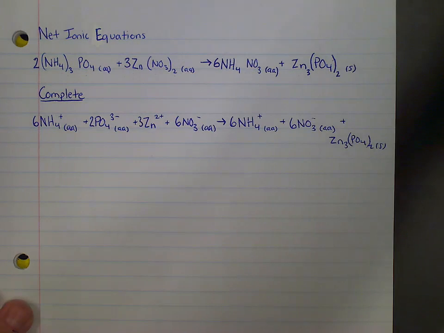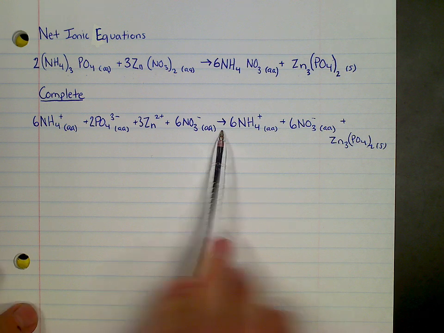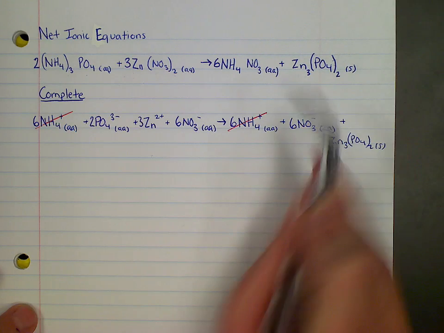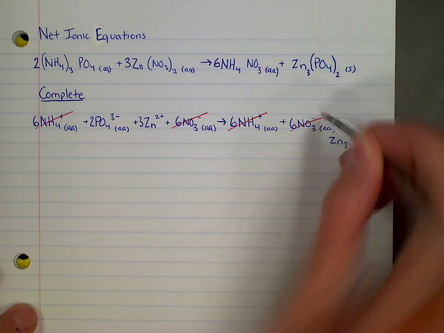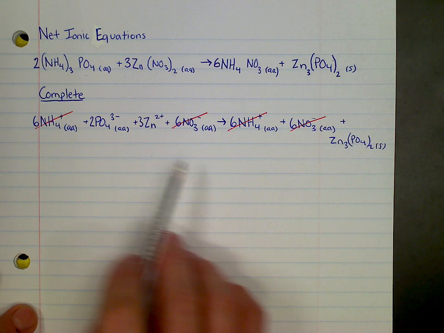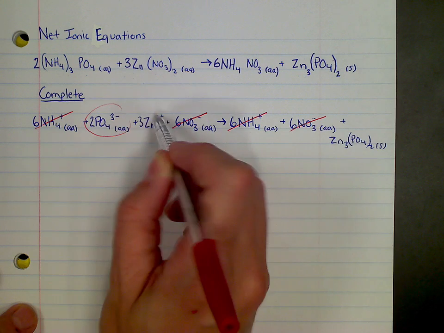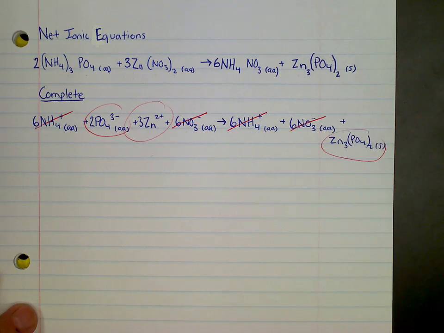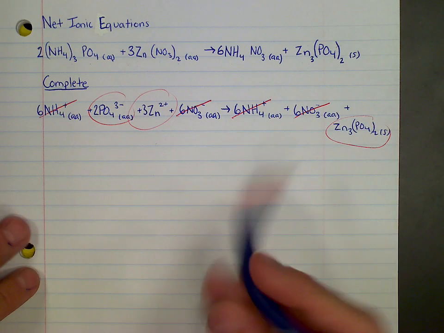The next step is to get rid of the spectator ions. And these are the ions that are the same on both sides of the reaction arrow. So our NH4 stays the same on both sides, so I cross those out. My NO3 stay the same on both sides, so I cross those out. And what I should be left with are just the ions that participated in making the solid. So I've got this and that, which did come together to make our solid, so that's how I know I've done this correctly. Okay, and then I can just recopy those things into the net ionic equation.